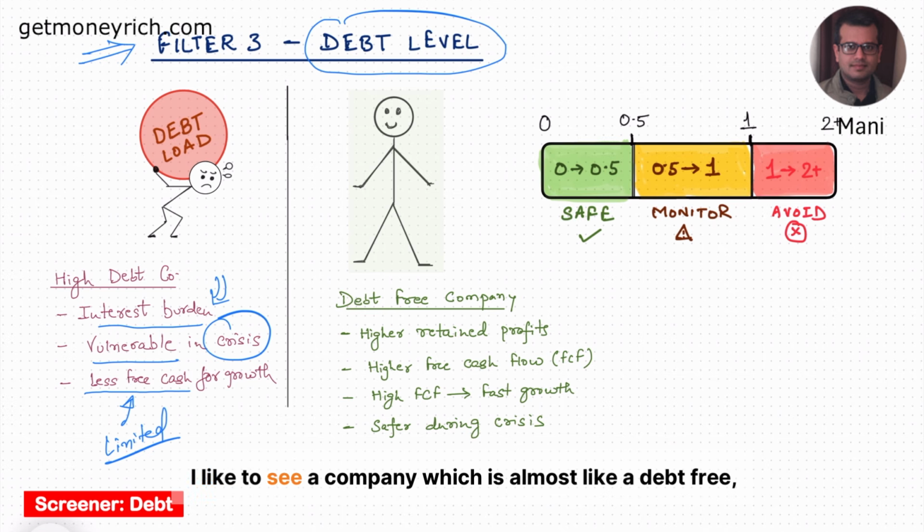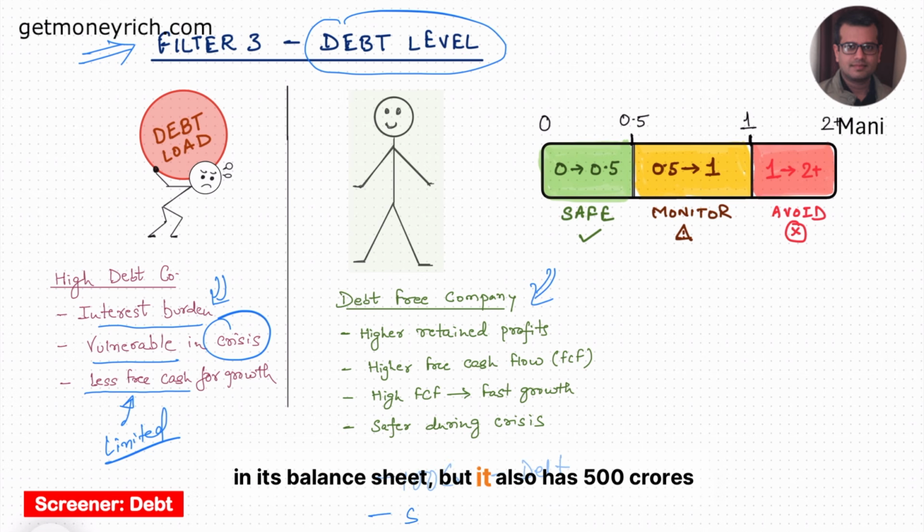I like to see a company which is almost like debt free. But when I say debt free, I don't mean zero debt. For example, let's say a stock has 100 crore debt in its balance sheet, but it also has 500 crores of cash in the balance sheet. So net of cash, this company is almost like debt free.